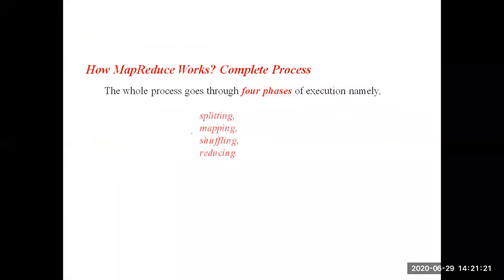To understand this MapReduce work, we will take a small example. We will go with some examples to understand this. Already we know the total MapReduce work goes in 4 phases: splitting, mapping, shuffling, and reducing. To understand these 4 phases, we will take a small example.